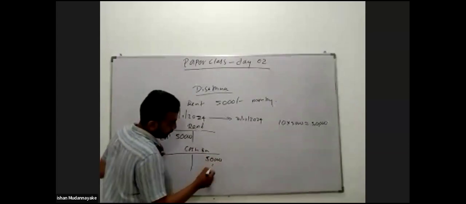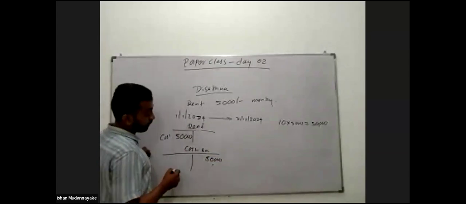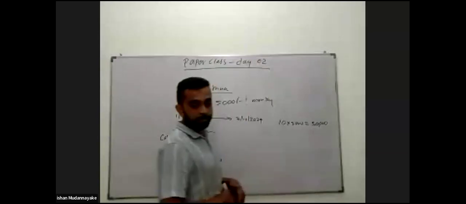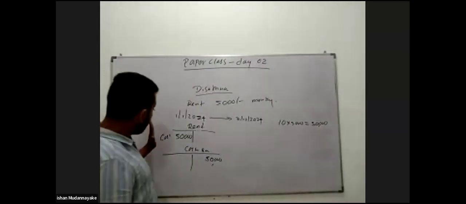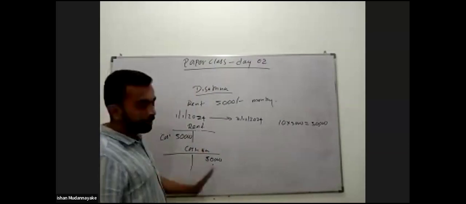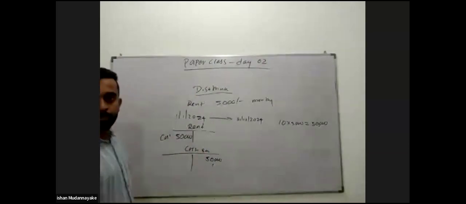Cash book credit 50,000. Okay, this is paid 50,000 for monthly rent of 5,000, but only for 10 months. Then 10 into 5,000 is 50,000, the total paid amount. Here, rent account debit 50,000, cash book credit 50,000. That's a double entry.